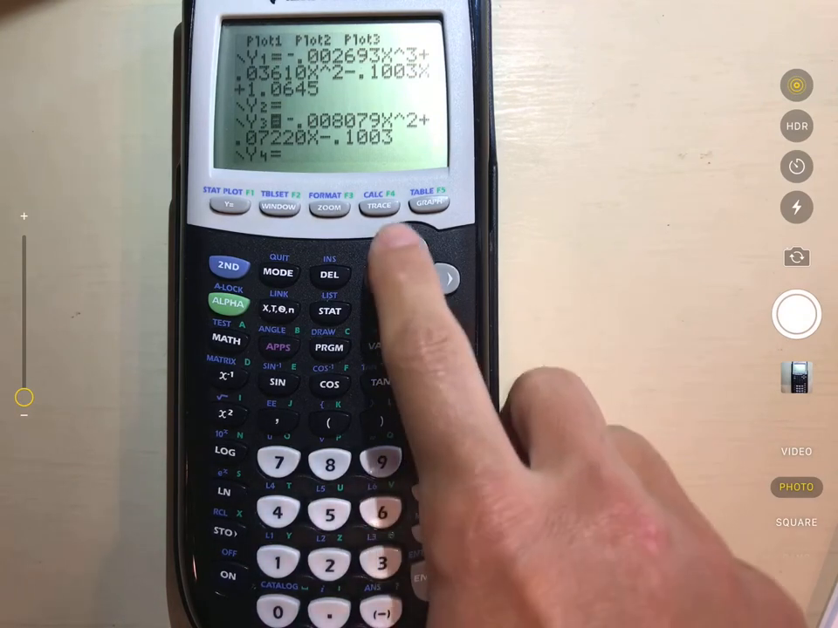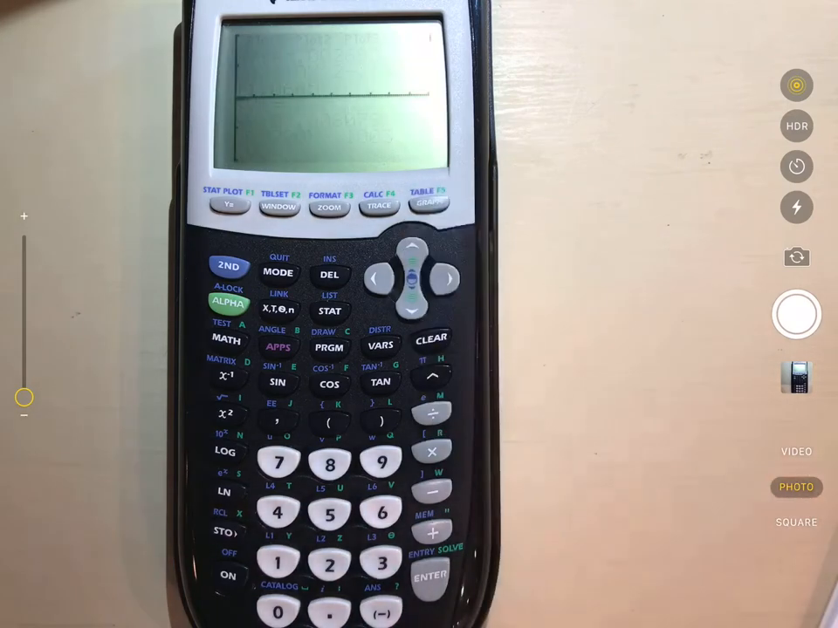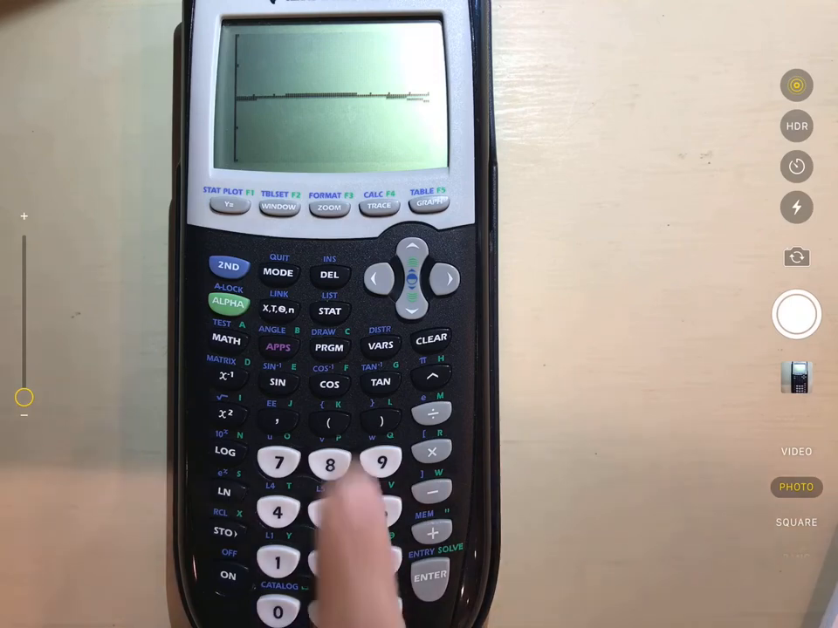I'm going to turn it off by going over the top of the equal sign and pushing enter. And so when you scroll away, you can see that it's not on. The only function that's highlighted and turned on is my derivative, my y3. I'm going to push graph so that I can see my graph.